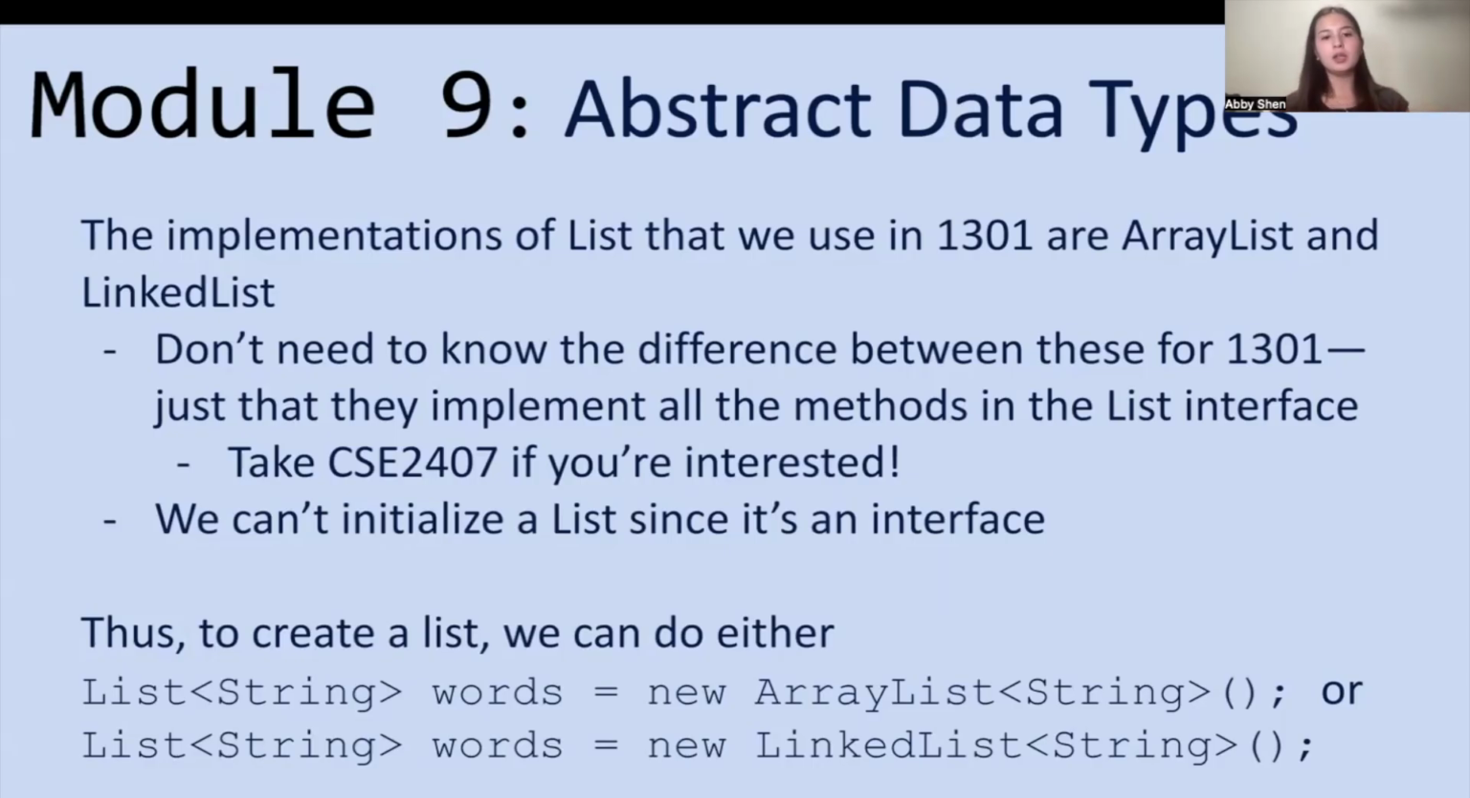Because you already have string in the first part, where it says list and then string, you can choose not to put it in the second part, where you say array list string or linked list string. You can just have two empty angle brackets and that will work fine too. The reason you can do that is because the type can be inferred from the beginning when you say List<String>. This is how you initialize a list: you use array list or linked list.